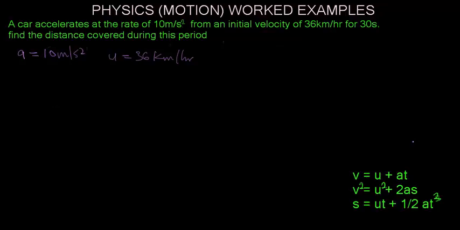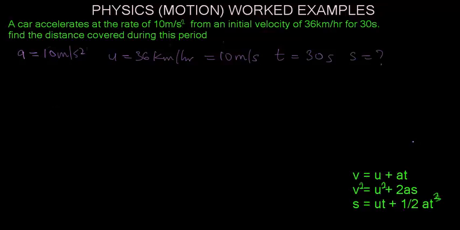Like we have done earlier, 36 kilometers per hour is equal to 10 meters per second. And then for 30 seconds, our t is equal to 30 seconds. Then it says find the distance covered during this period, and that is our s.